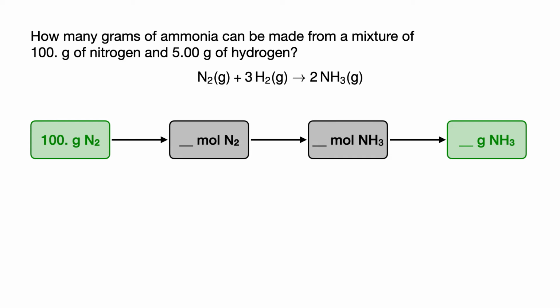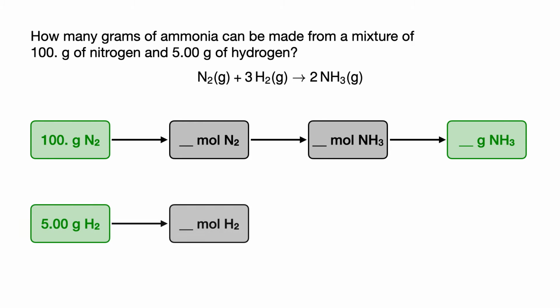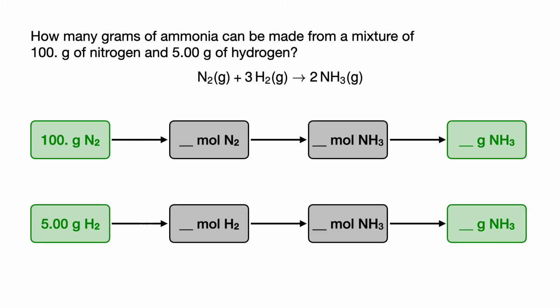And then we'll do the same sort of process, focusing on how much ammonia could be produced from the hydrogen. So we've got 5 grams of hydrogen, turn that into moles of hydrogen, moles of ammonia, and finally grams of ammonia. And what we're going to find is that one of those amounts of ammonia is going to be less, and that will tell us which of the two reactants is going to run out first.